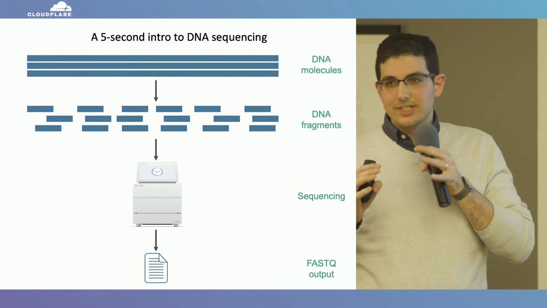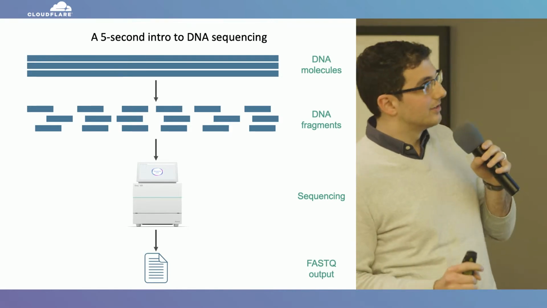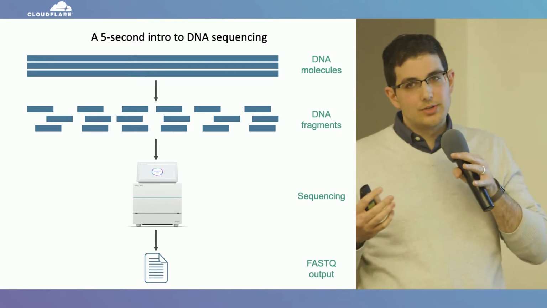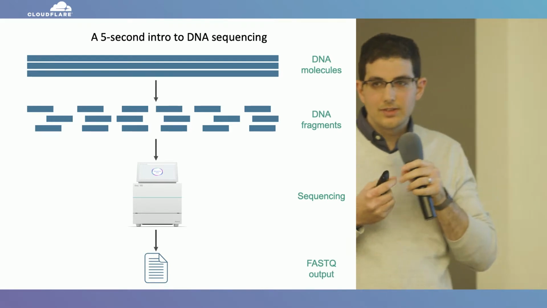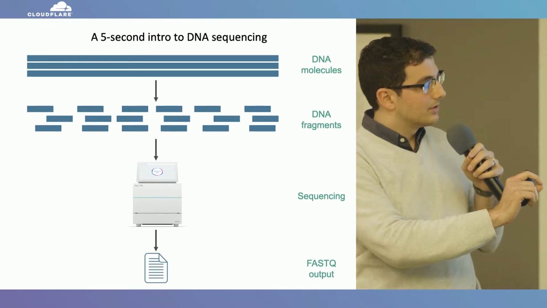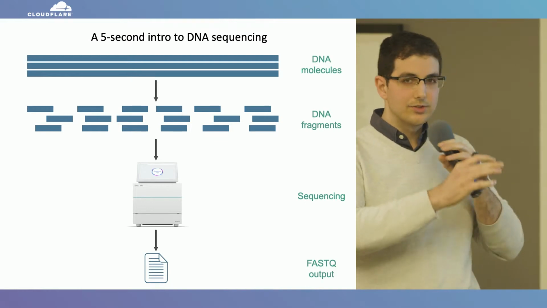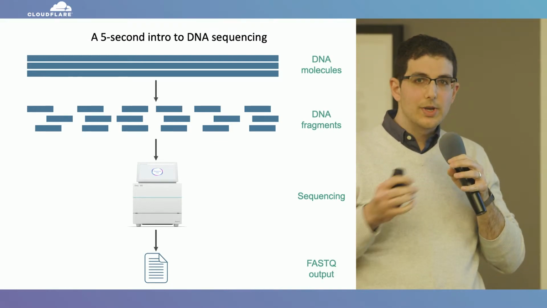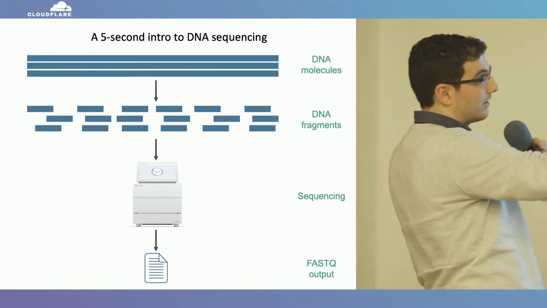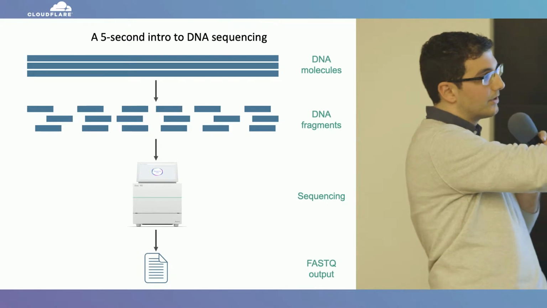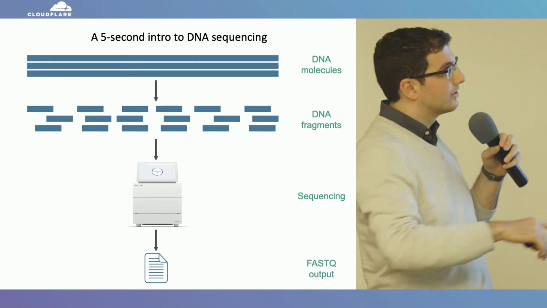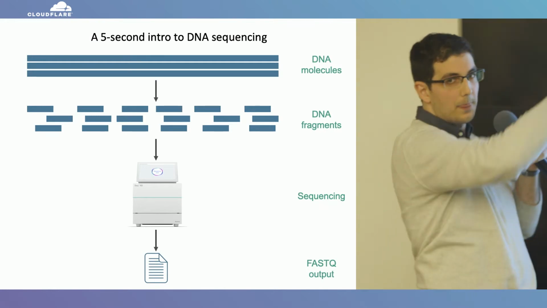For this to make any sense, I'm going to give you a very brief introduction to DNA sequencing. So the idea is that you have a bunch of DNA molecules, and when you want to read off the letters in the DNA, the A's, C's, T's, and G's, most technologies, or actually no technology currently available, allows you to read the whole molecule. So you have to chop it up into smaller fragments. And these DNA fragments get pumped into the sequencing instrument, which outputs a fastq file. This fastq file contains the DNA sequences of all the fragments.